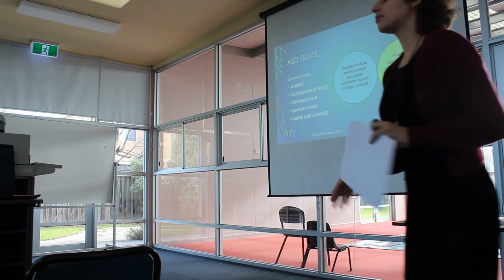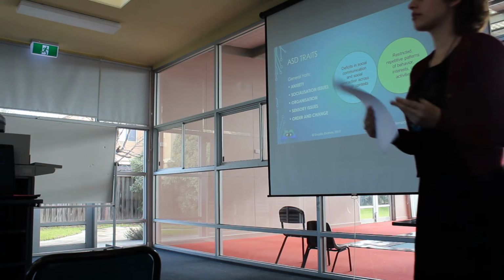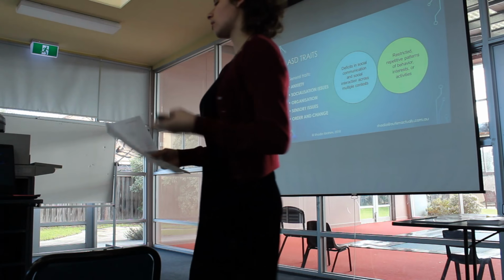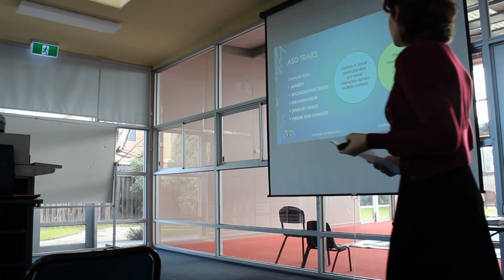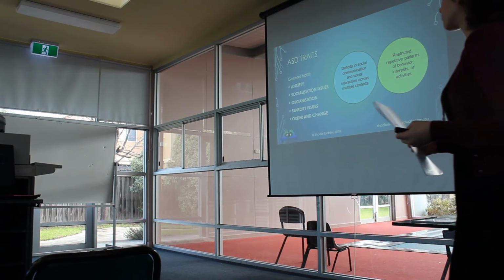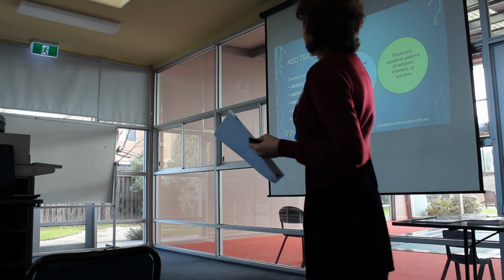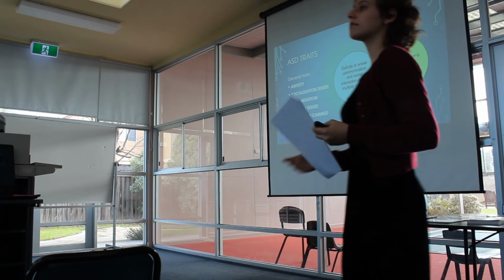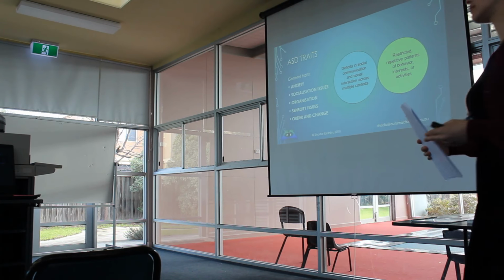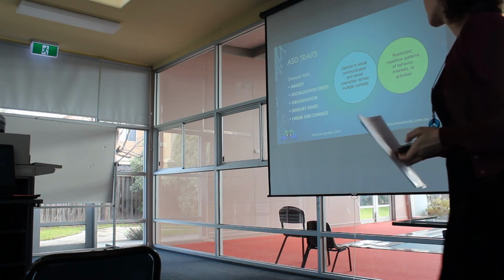Some of the traits I'll be talking about today include anxiety, socialisation issues, organisation, sensory issues, and order and change. They're based on the Venn diagram of the DSM-5, the two main categories of the DSM-5. And so we'll cover that more.